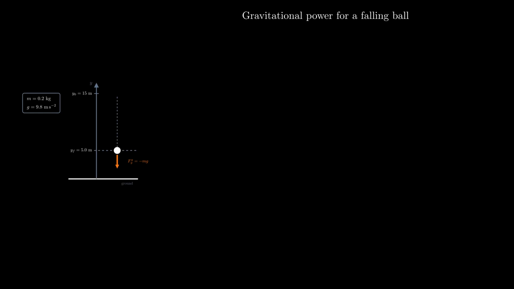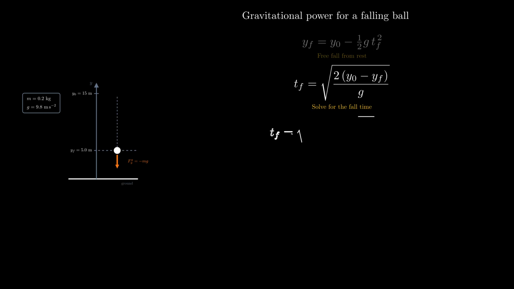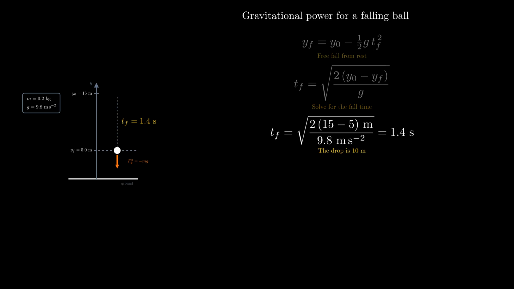Everything here needs the fall time, so find that first. Start the clock at release. In free fall from rest, the height obeys y_f equals y_0 minus 1/2 g t squared. Solve for the time. t_f equals the square root of 2 over g times the drop in height. The drop is 15 minus 5, 10 meters. The square root of 2 over 9.8 times 10 is 1.4 seconds.